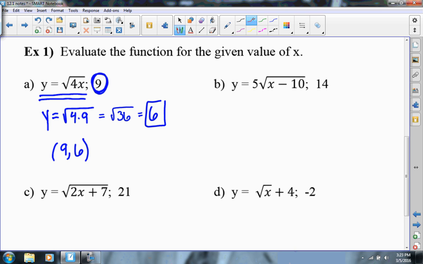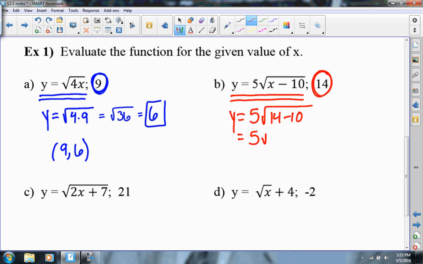Okay, so let's try part B. Here our function is y equals 5 times the square root of x minus 10. And then 14 is the value that we're going to substitute in for x. So we'll have 5 times the square root of 14 minus 10. And 14 minus 10, that's 4. And the square root of 4 is 2. And there's multiplication going on between the 5 and the radical. So 5 times 2 is 10. So that's the value for y when x is 14. So again, that would be an ordered pair that we could graph for that square root function.